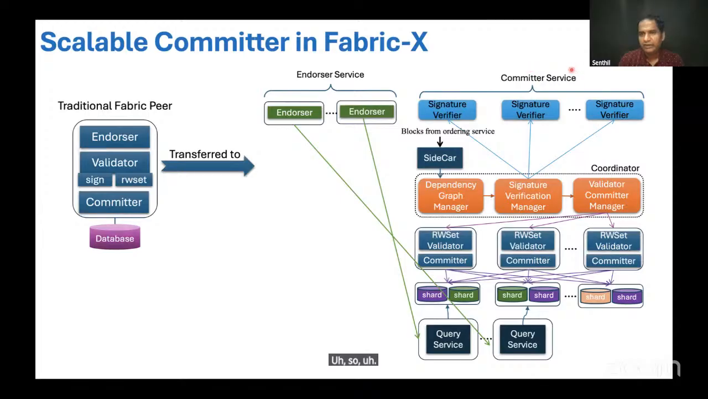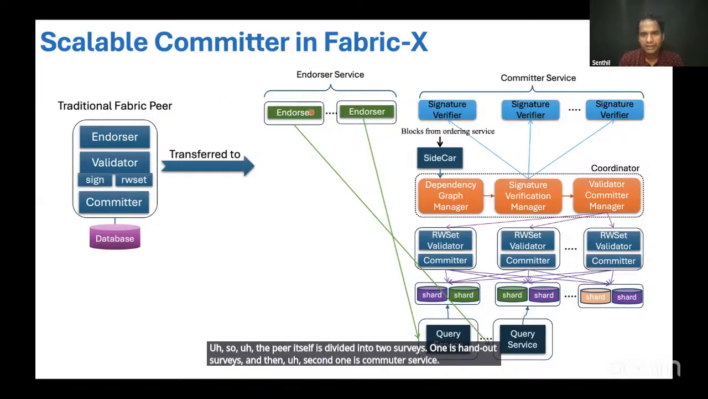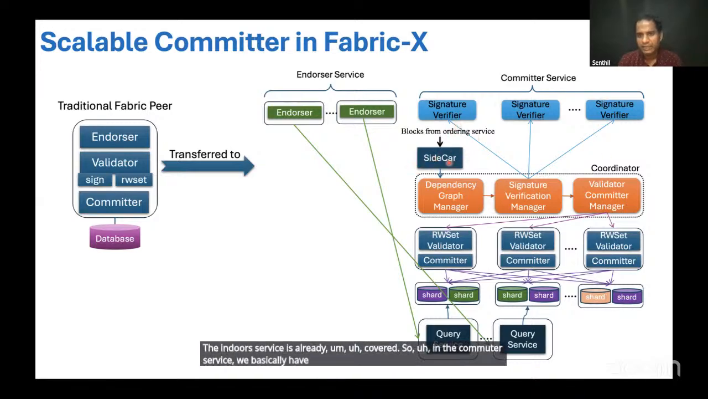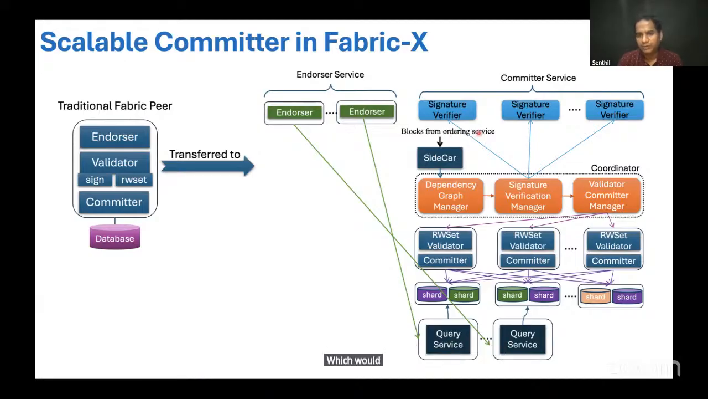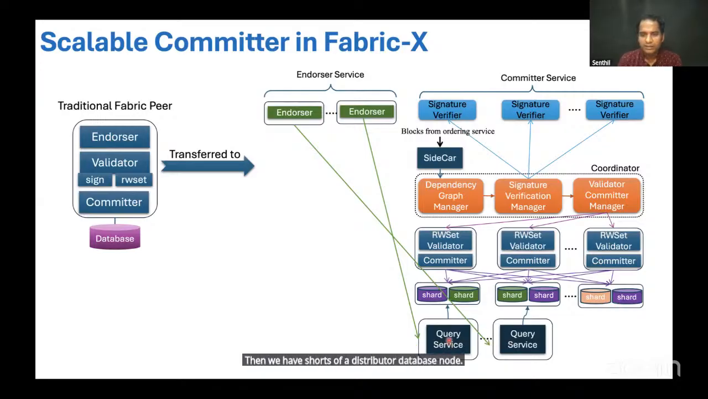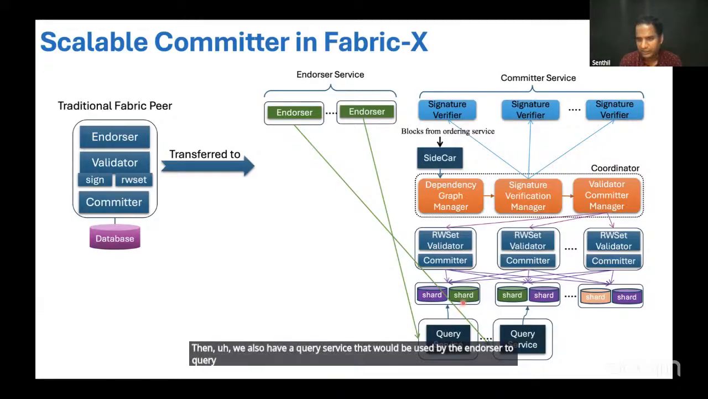The peer itself is divided into two services. One is the endorser service, and the second one is the committer service. The endorser service is already covered. So in the committer service, we basically have a component like sidecar, which would pull blocks from the ordering service. Then we have a component called coordinator, and then we have a bunch of signature verifier servers, and then we have a bunch of read and write set validator as well as committer. Then we have a shard of distributed database nodes. Then we also have a query service that would be used by the endorser to query the ledger state.